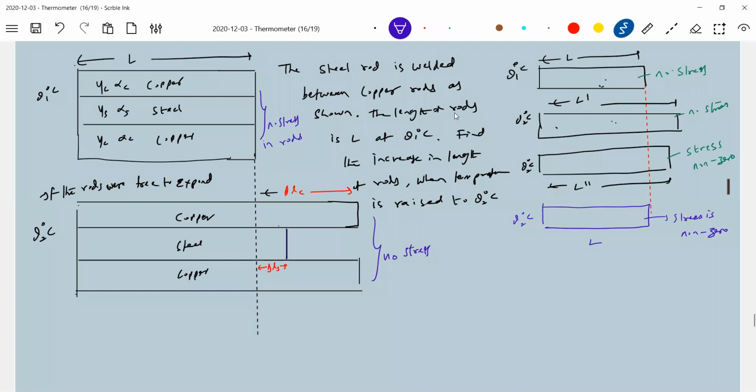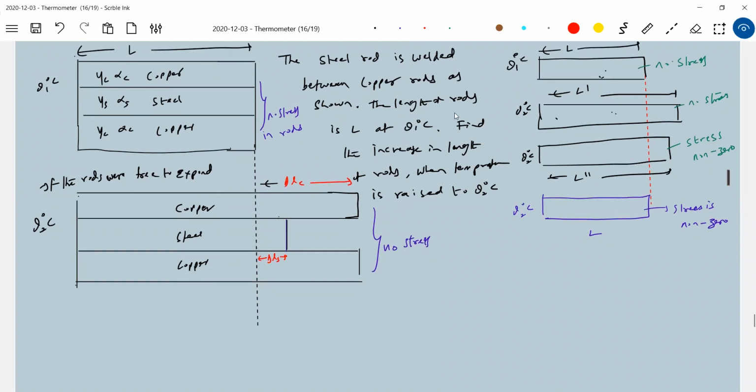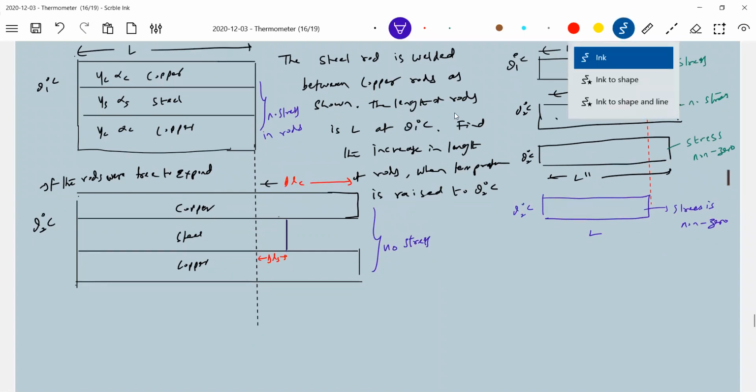Now, if the rods were not welded, definitely copper would have acquired this length, steel would have expanded till here. But since they are welded, steel will try to oppose. Copper will try to increase the length of the steel. So both will come to a compromise, and they'll attain one common length.